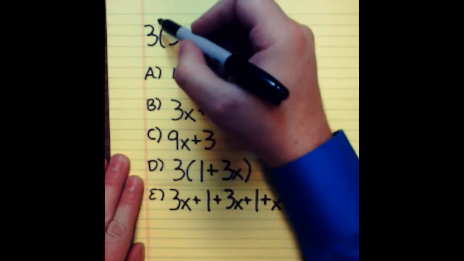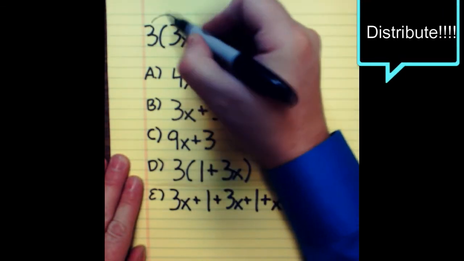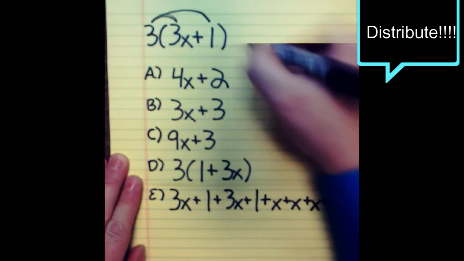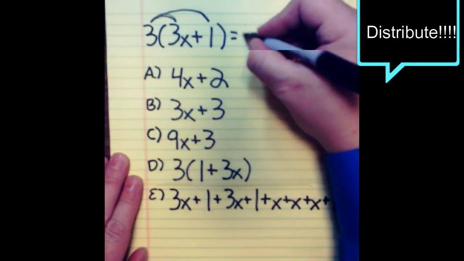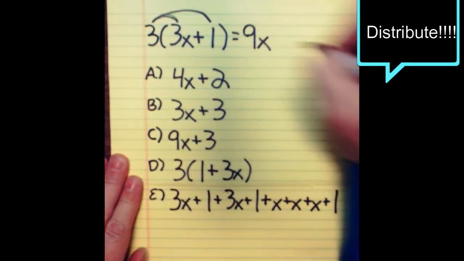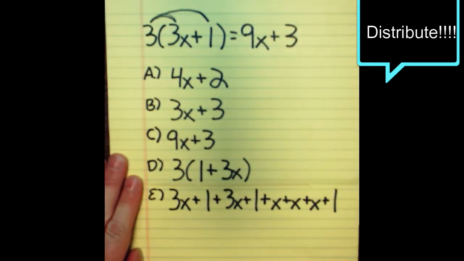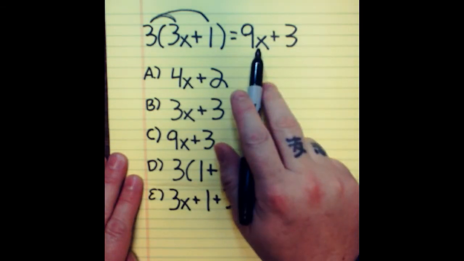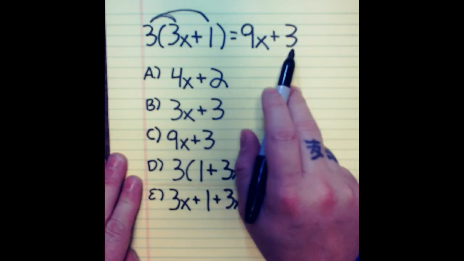So we know we need to start with the distribution property, and we need to distribute this 3 to the 3x, and we need to do the same thing to this 1. So this expression can be written as 9x, because 3 times 3 is 9, plus 3. So it doesn't look like we can go any farther because we can't combine an x with a 3, so that means this one is completed.